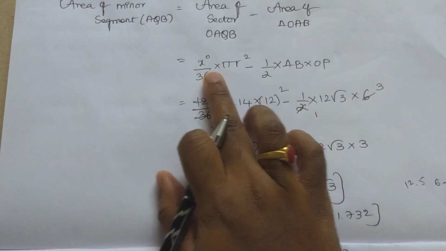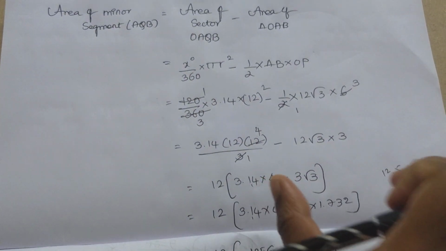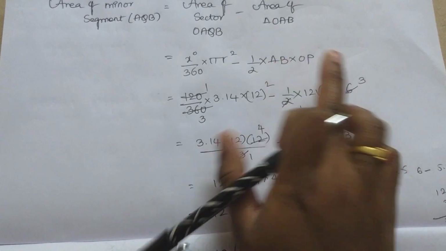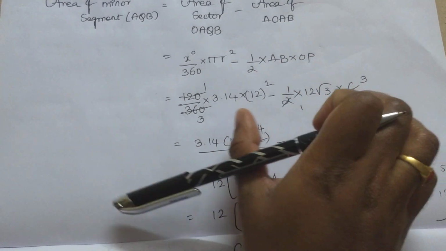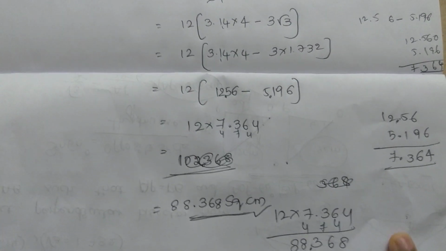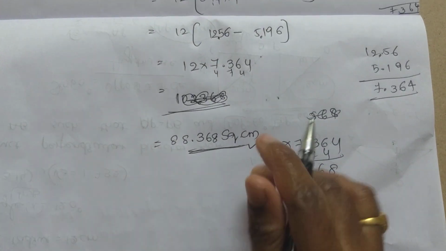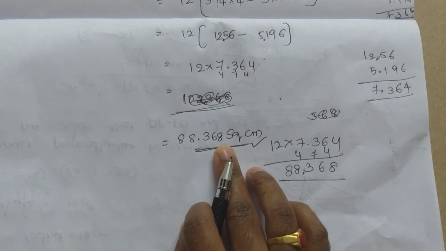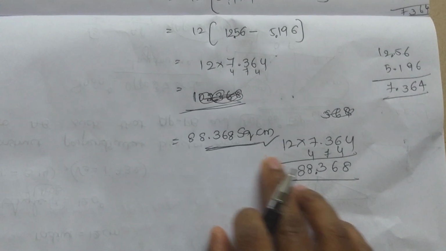Yes. See here, x degrees is nothing but the angle they have given, so I have just substituted. This is just simplification. Base AB we got as 12 root 3 and OP value we got as 6. Okay, this is very simple simplification. But be careful. See, in the last step I made a mistake, so I am telling you again, be careful. So this is the solution. The answer is 88.368 square centimeters.